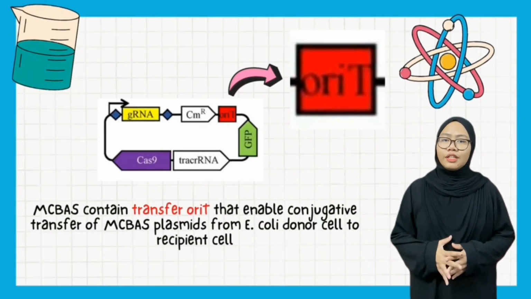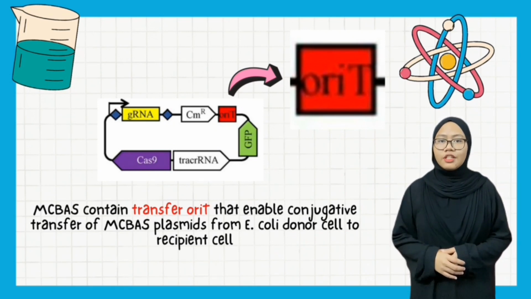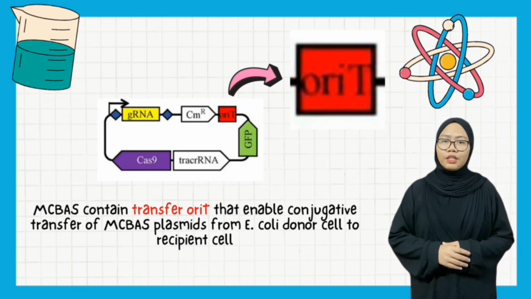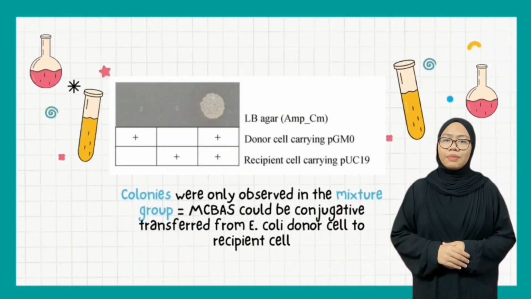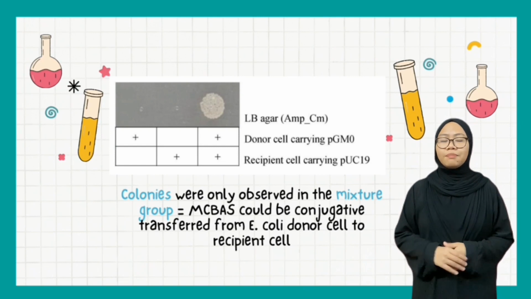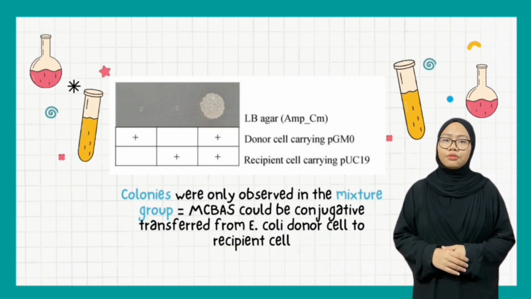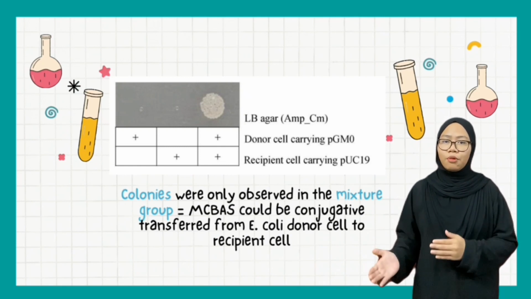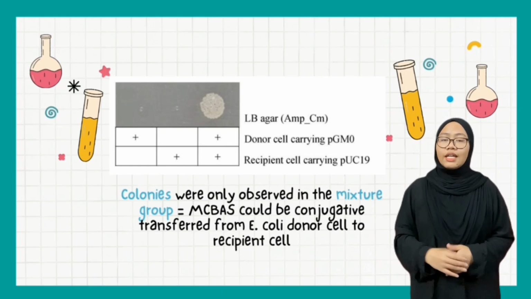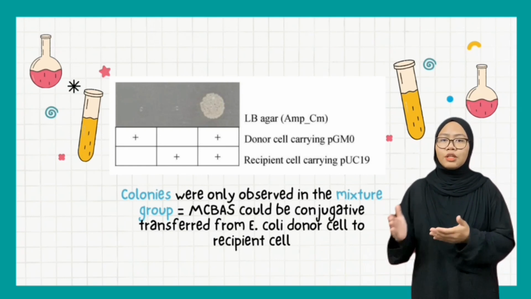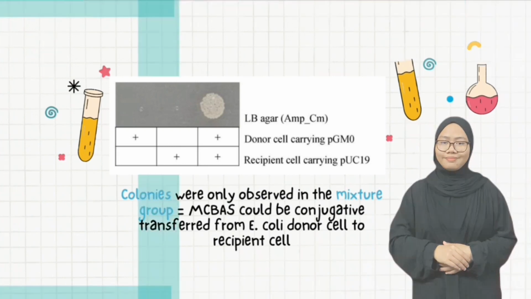As shown in this figure, MCBAS contains the transfer ORT, which enables conjugative transfer of the MCBAS plasmid from an E. coli donor cell to a recipient cell. The donor cell carrying PGM0, the recipient cell carrying PUC19 and penicillin resistance, and a mixture of the 2 strains were dropped on LB agars to test the mobile ability of the MCBAS. Only the mixing group showed colonies, suggesting that the MCBAS could be conjugatively transferred from an E. coli donor cell to a recipient cell.